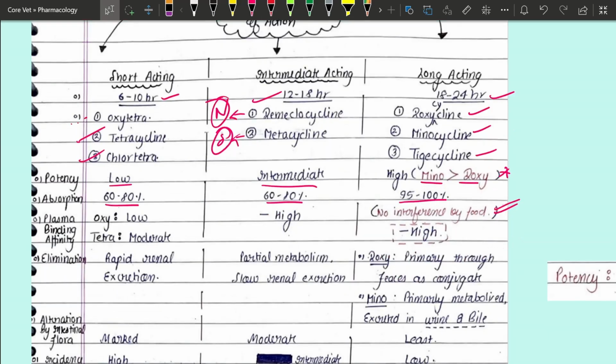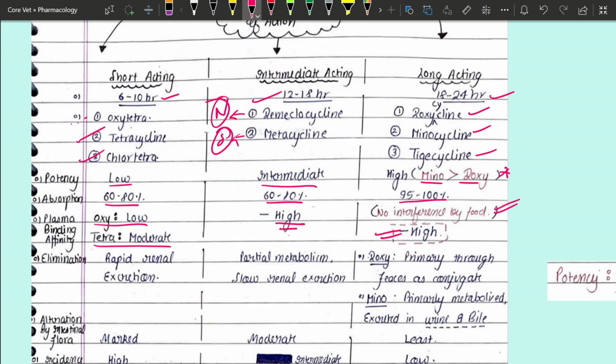If we talk about the plasma protein binding affinity, oxytetracycline has low and tetracycline has a moderate plasma protein binding affinity, right? If we talk about the intermediate, they have a high affinity towards protein binding. Okay, and similarly the long acting do have a high plasma protein binding affinity, right?